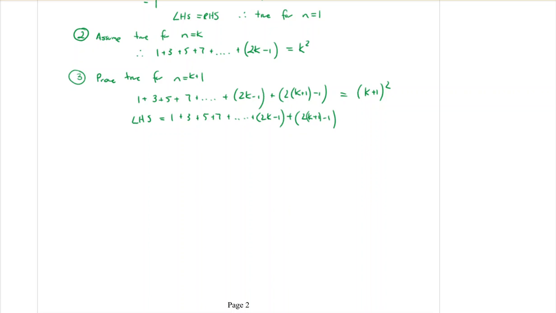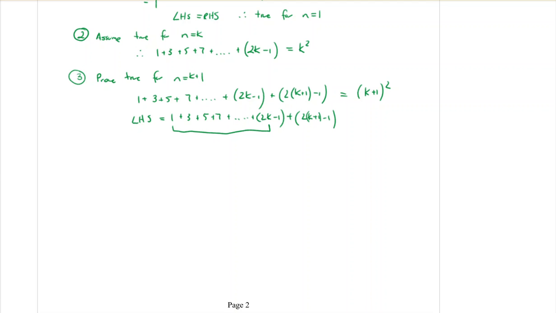Now, this is why the second step is super important, because the 1 plus 3 plus 5 plus 7, all of that except the last term is this line here. See that? That whole part there? That's the same as this part here. This is the only new extra term.